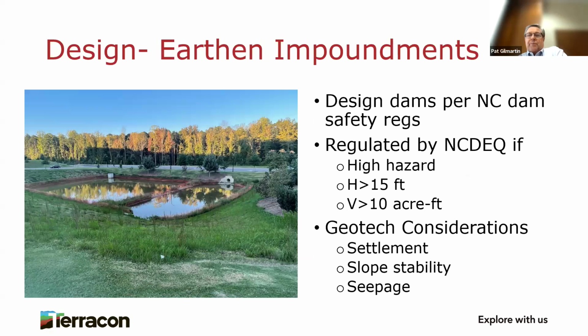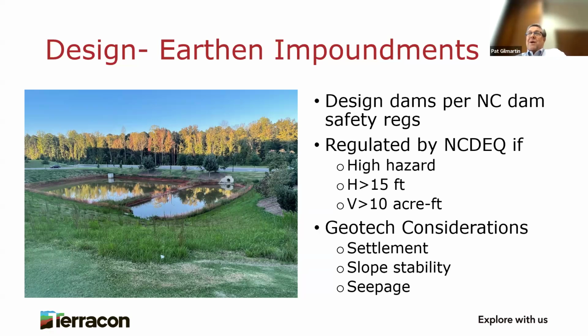Earthen impoundments are used to obtain water storage volume for water treatment and/or water quantity control. They can be constructed by excavating existing soil and rock down below the surrounding grades, and they often include fill materials as embankments around part or all of the stormwater control measure. These embankments function as dams, which should be designed in accordance with the North Carolina dam safety regulations. Water detention basins may be regulated as dams by DEQ if they have a high hazard potential, are higher than 15 feet, or impound more than 10 acre-feet of water.